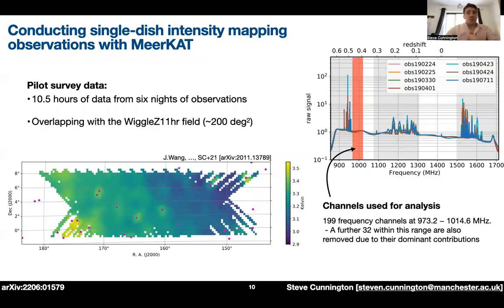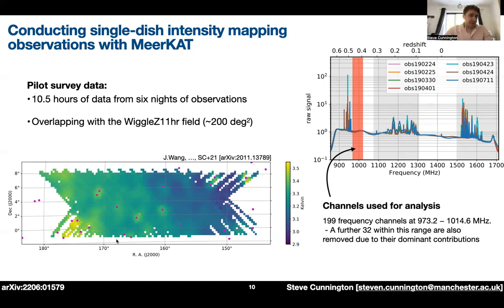Right, so these are the observations that we're working with now, and this is what we've made a detection with. It's what we call pilot survey data, so it's only about 10.5 hours of data from 6 nights of observations. Just calibrating maps from this set of data using the single dish technique that I just explained was a challenge in its own right. This is actually the focus of this paper, which we published last year, some work led by Jingying Wang.